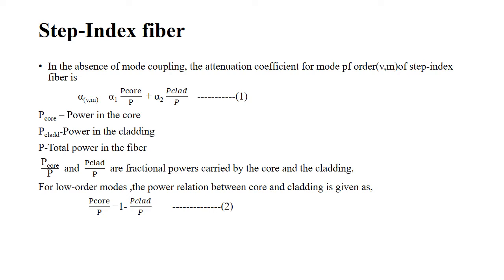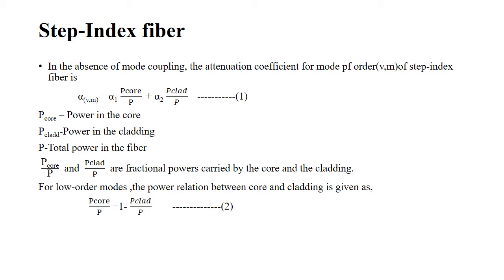Step index fiber. In the absence of mode coupling, the attenuation coefficient for mode of order V, M of step index fiber is given by alpha V, M is equal to alpha 1 P core by P plus alpha 2 P clad by P. That is, P core means power in the core and P clad means power in the cladding. P means total power in the fiber. So P core by P and P clad by P are fractional powers carried by the core and cladding.